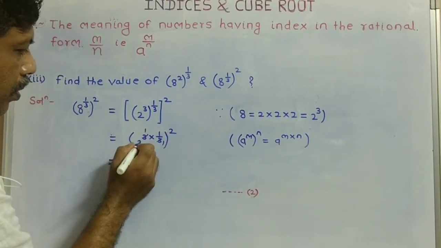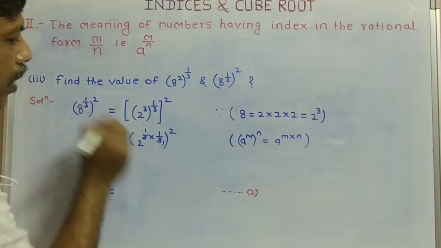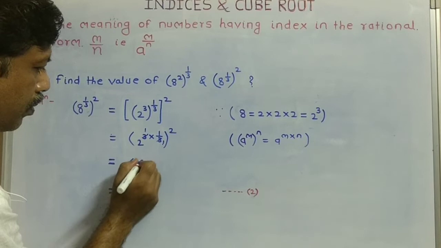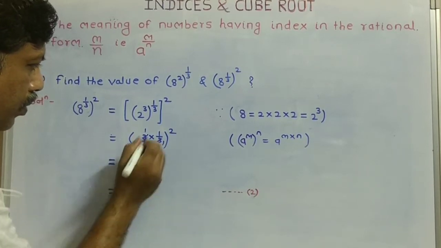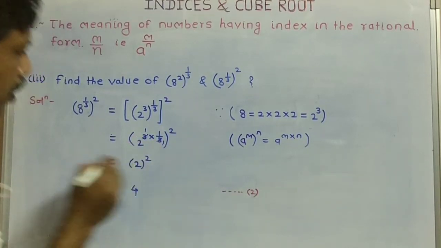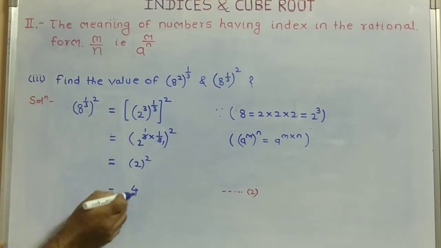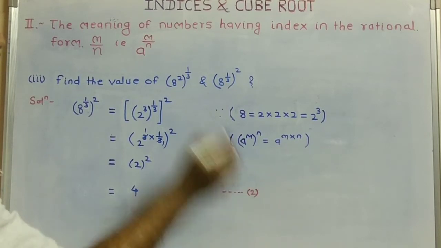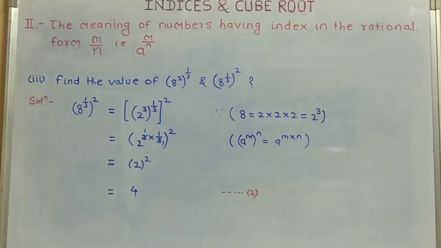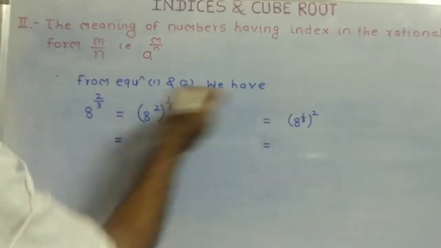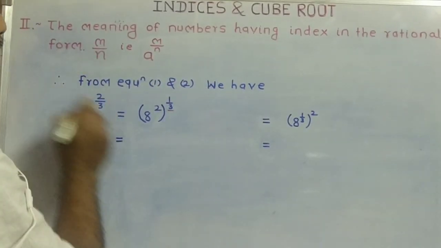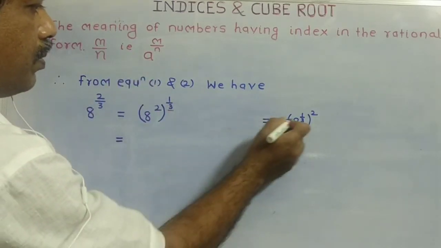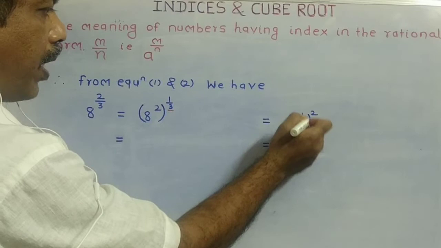3 ones are 3. Therefore, here we have got the value 2 to the power 1. Therefore, I am writing here 2 to the power 2. 2 to the power 2 means 4. It means the value of this quantity is also equal to 4. I am denoting it by equation number 2. Therefore, from equation 1 and 2, we have 8 to the power 2 upon 3, which is equal to 8 square, bracket to the power 1 upon 3, which is equal to 8 to the power 1 upon 3, bracket square.